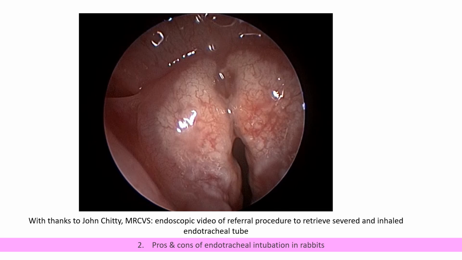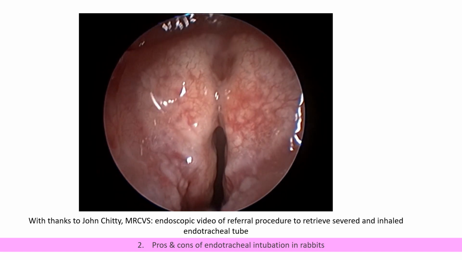What we're seeing here is another potential complication. This one is relatively commonly seen in referral practice as a complication of endotracheal tube use. And obviously rabbits have got very sharp incisors. When they're recovering, if they recover quicker than you were expecting, they can bite down on their endotracheal tube, amputate it, and then inhale the tube. And let's just have a look.